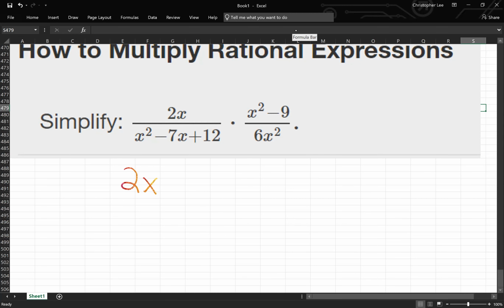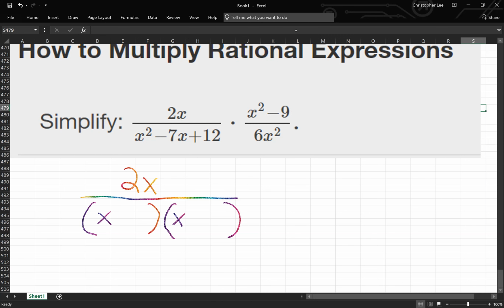All right. So I have 2x over, right? And I'm going to factor this bottom part right here. Somebody help me out. That's going to be x, x, and what else? Okay, -1, I hear you. And what's the other one? Oh, wait, it has to equal 12.